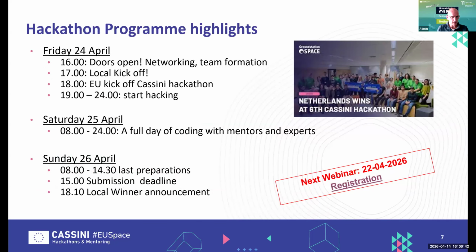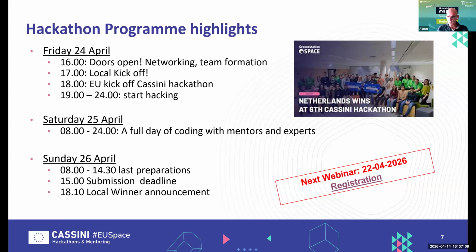A bit of the program highlights then. So we welcome you at 4 o'clock on Friday. Then at 5 o'clock, we have the local kickoff. At 6 o'clock, there's the official EU kickoff. And then the floor is literally all yours. So the building is open from 8 o'clock in the morning till midnight. And then on the Sunday, you have the opportunity to hack until 3 o'clock.